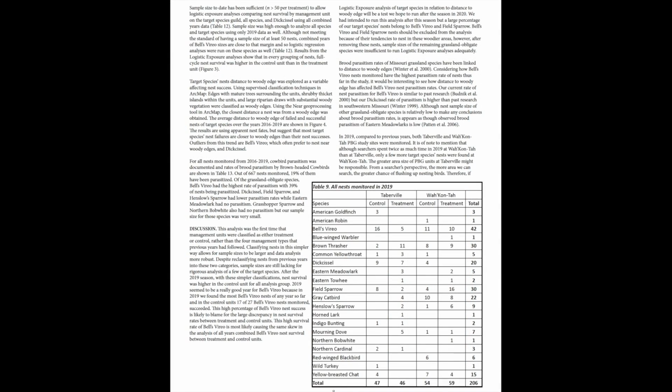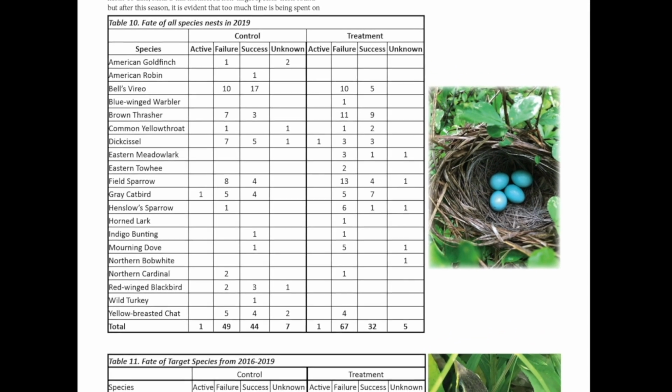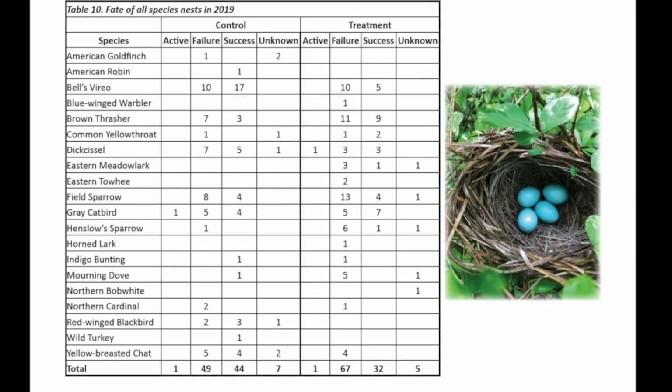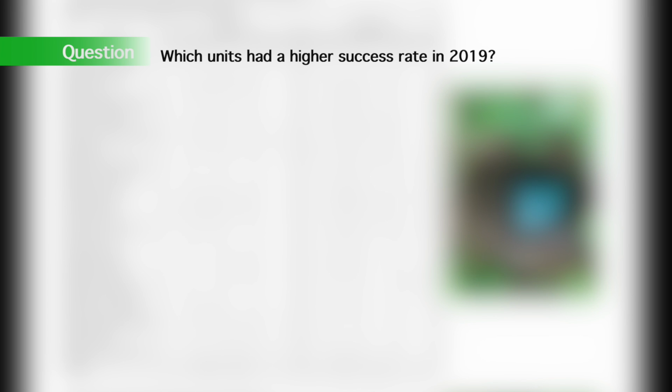Now go to Table 10, Fate of all species nests in 2019, and answer the following questions in your notebook. How many failed nests and how many successful nests were there in the control units? How many failed nests and how many successful nests were there in the treatment units? For 2019, did the control or treatment units have a higher success rate?